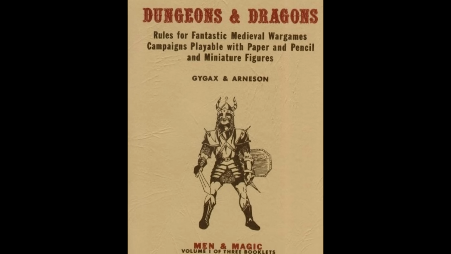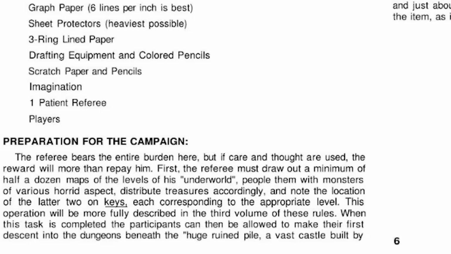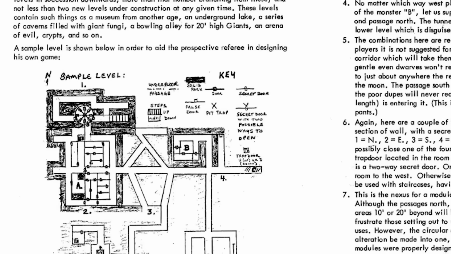Early on, while describing how to prepare for a game, the book describes all the things a dungeon master, here referred to as a referee, should have on hand. "First, the referee must draw out a minimum of half a dozen maps of the levels of his underworld, people them with monsters of various horrid aspect, distribute treasures accordingly, and note the location of the latter two on keys, each corresponding to the appropriate level." So right away, D&D was referring to the maps an adventuring party would navigate as levels.